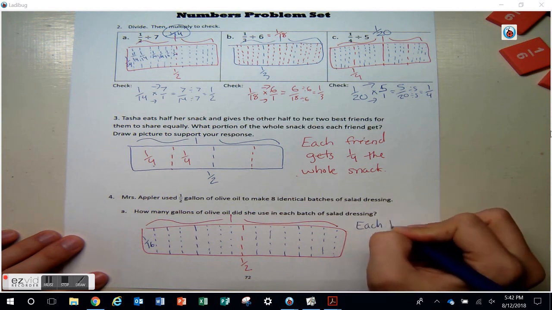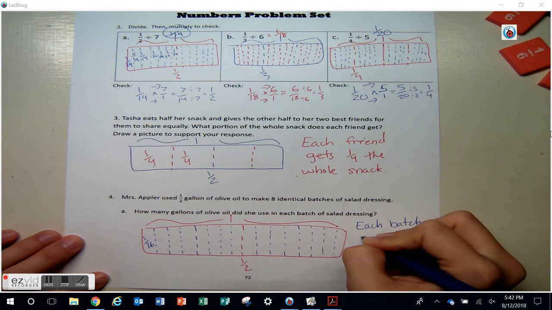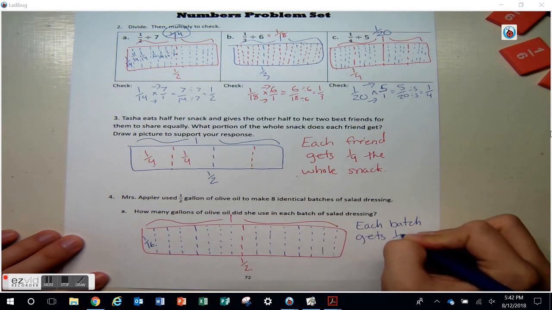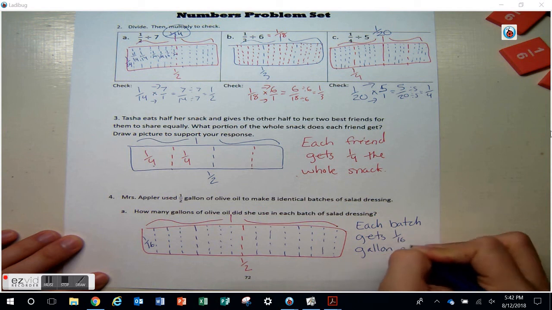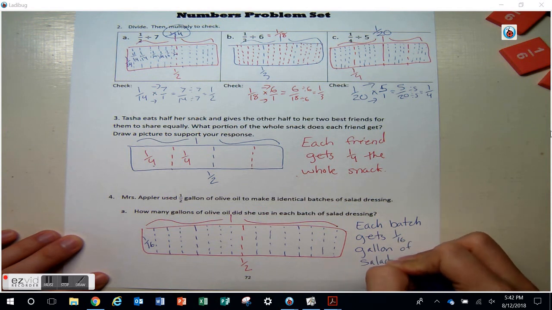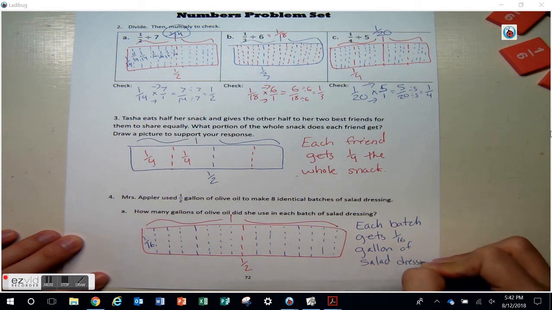Each batch gets 1/16 gallon of salad dressing. Oops. I'm sorry, 1/16 gallon of olive oil.